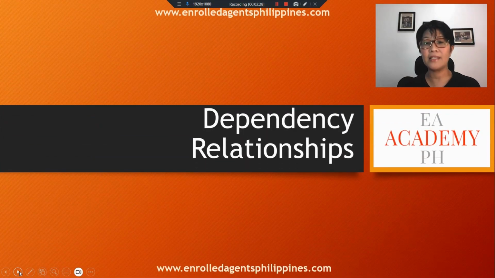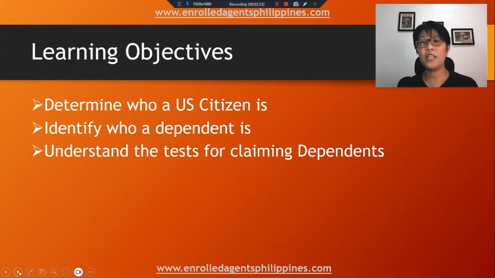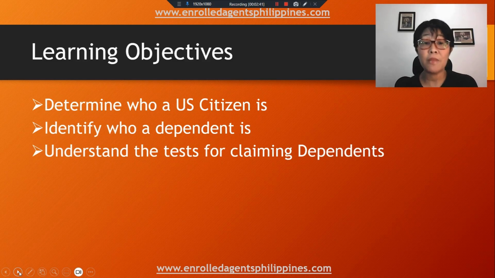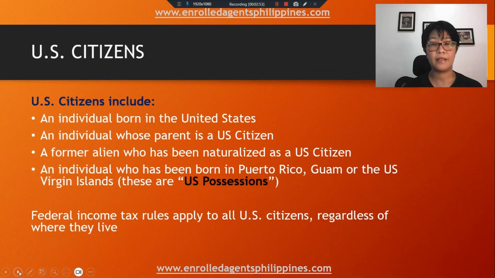Okay, our topic is dependency relationships. Learning objectives. At the end of each session, I'm expecting na malalaman niyo: determine who a US citizen is, identify who a dependent is, and understand the test for claiming dependence. Okay, sino ba yung tinatawag na US citizen? Kasi syempre, all about US tax to. So we should know kung sino-sino ba yung US citizens.